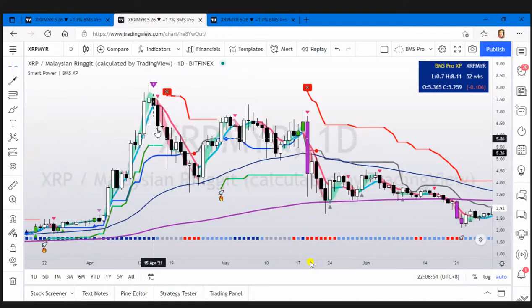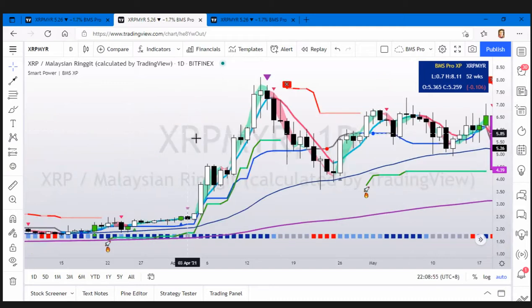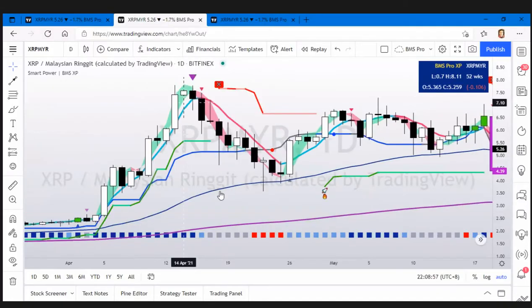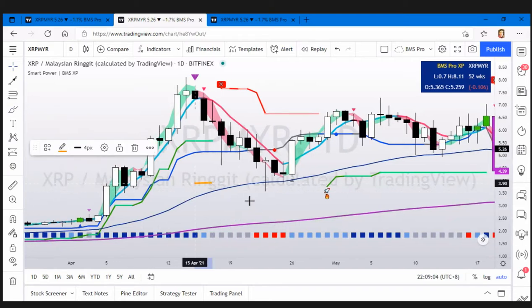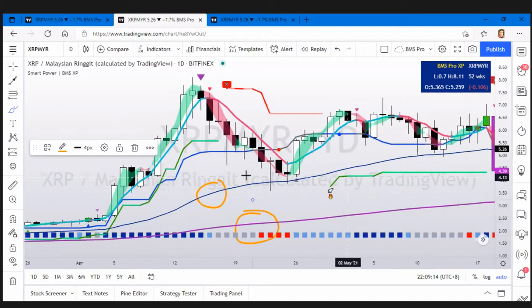Moving averages are your support and resistance, so they are very important. We have the ribbon, the REMA, the baseline, and the EMA 50 and EMA 200. I only use the EMA 50 and the EMA 200, only these two lines, to determine the trend, whether the price is finding support in an uptrend or is going on a downtrend.